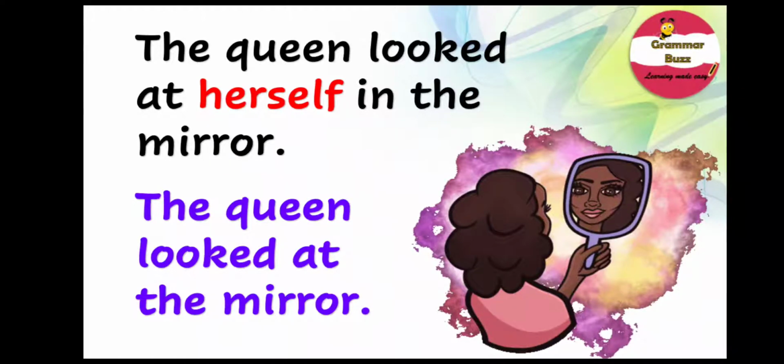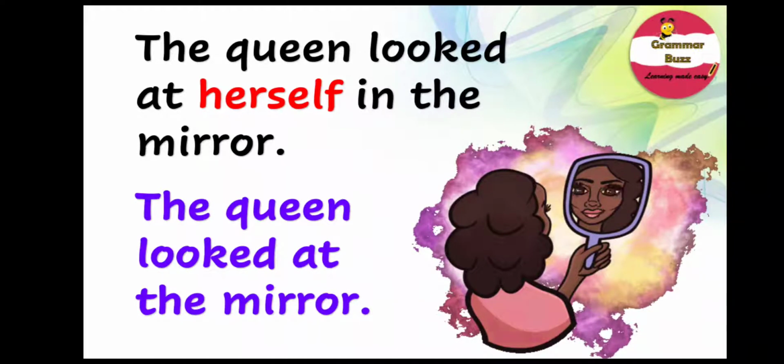So, the herself in the first sentence, Meera herself sang at the party, is an emphatic pronoun because it is used to emphasize the fact that Meera sang at the party. But the herself in the second sentence, the queen looked at herself in the mirror, is a reflexive pronoun because it refers back to the subject, the queen, in the sentence. But it is not used for emphasizing.